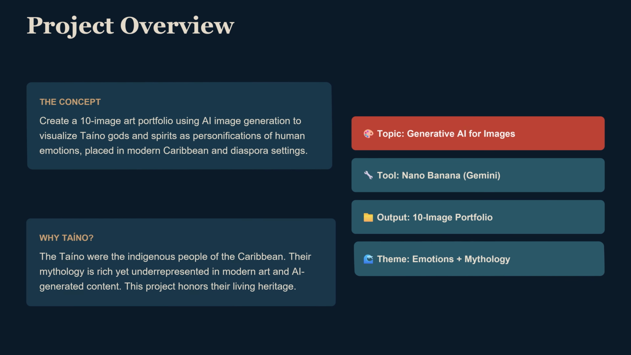For the project overview, the concept is simple. Create a 10 image art portfolio using Nano Banana, Google's Gemini based image generator. I chose Taino mythology because it's incredibly rich but underappreciated in modern art and almost non existent in AI generated content. This project honors that living heritage.